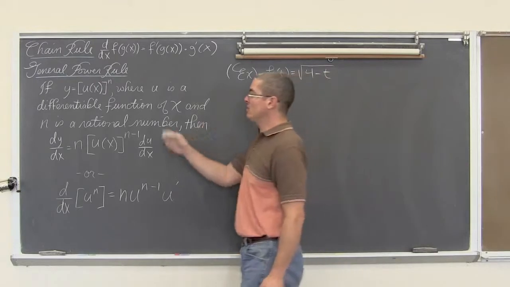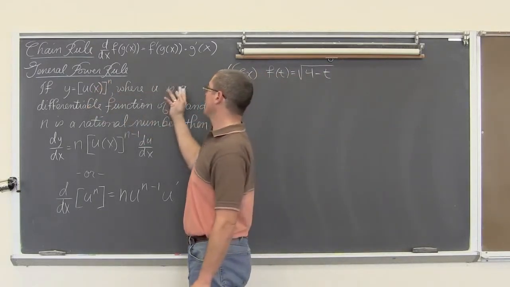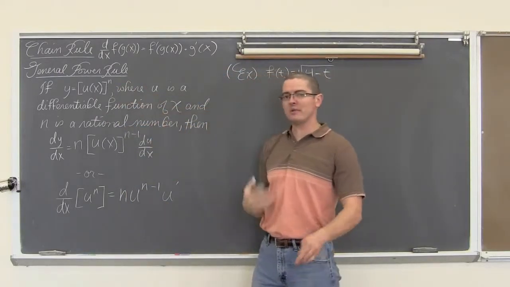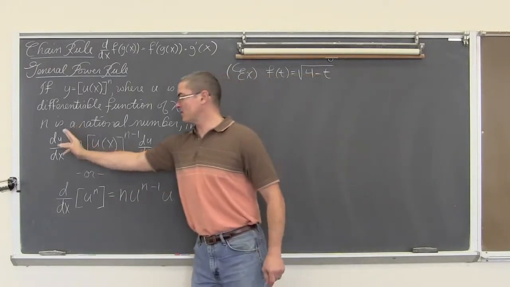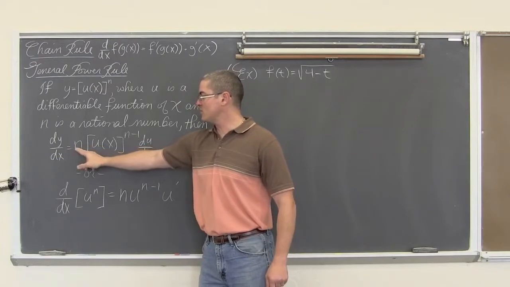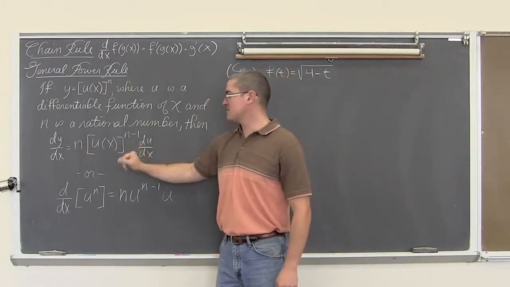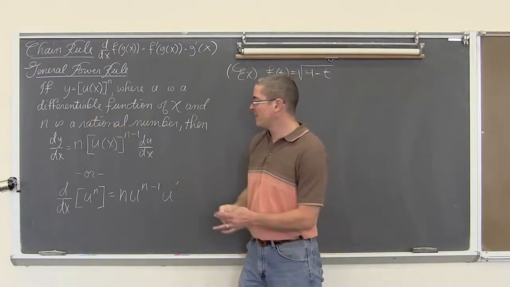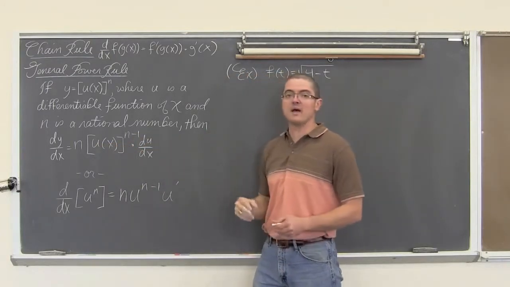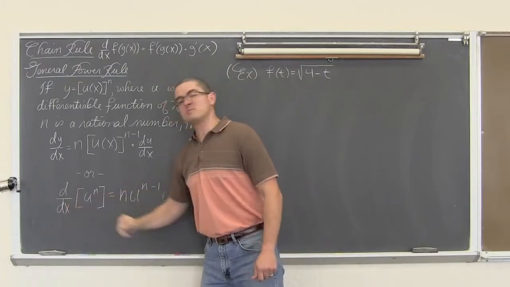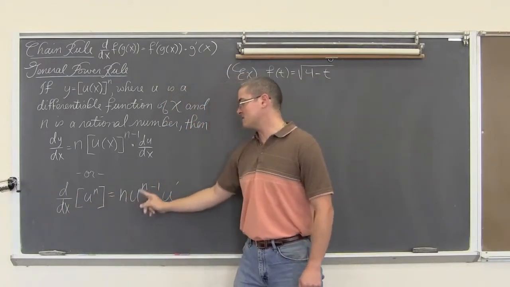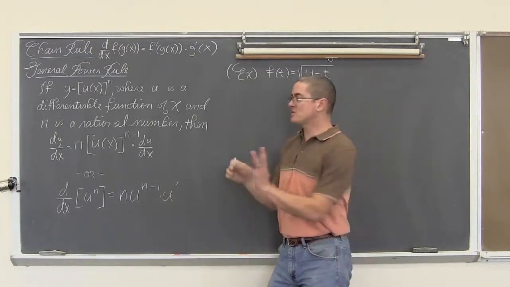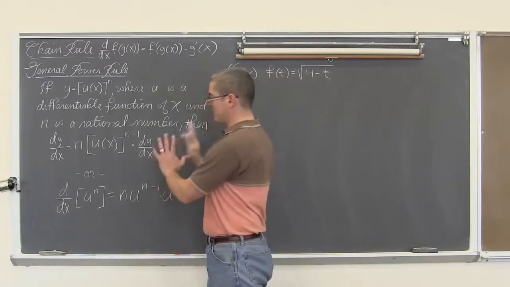And it says if u is equal to a function inside of a power, where u is a differentiable function of x and n is a rational number, so it can be like square root of 7 or something like that, then the derivative of y with respect to x is equal to n times u of x to the n minus 1 power, just taking that power out front, reducing it by 1, and then multiplying by the derivative of function u with respect to x. Or in simpler terms, the derivative with respect to x of u to the n is equal to n times u to the n minus 1 times u prime, or the derivative of u. Just a special case of the chain rule, where you have powers. They follow this nice and easy pattern.